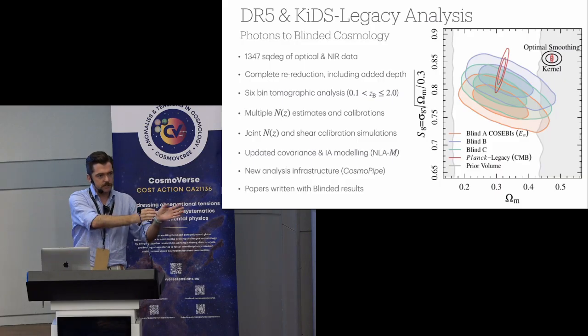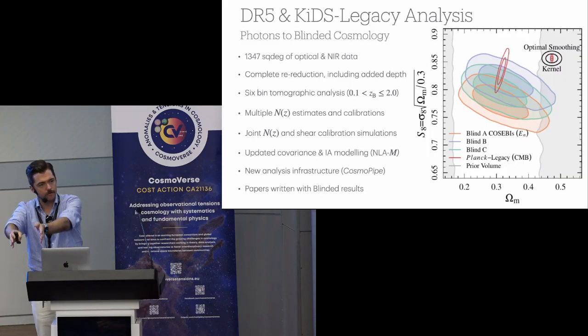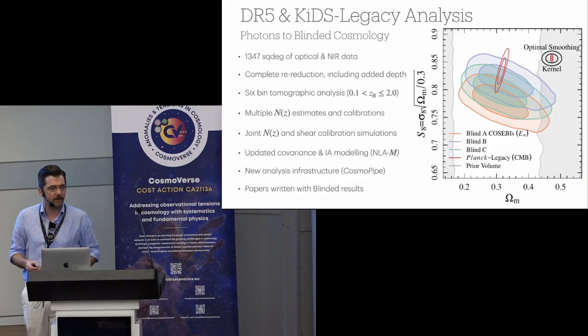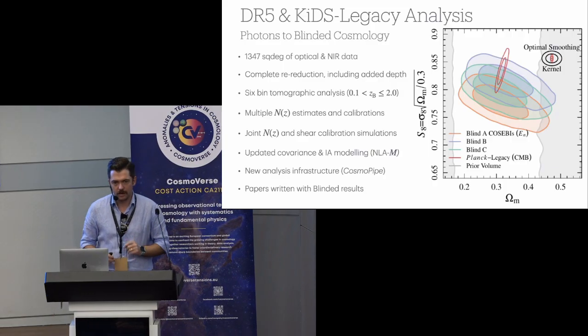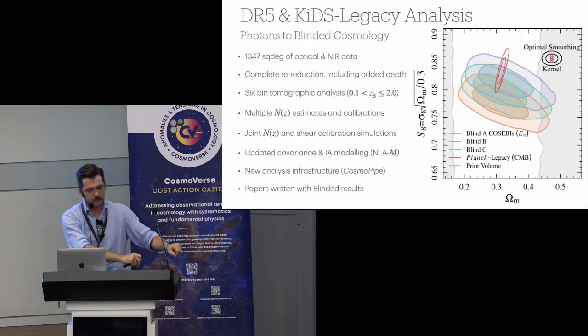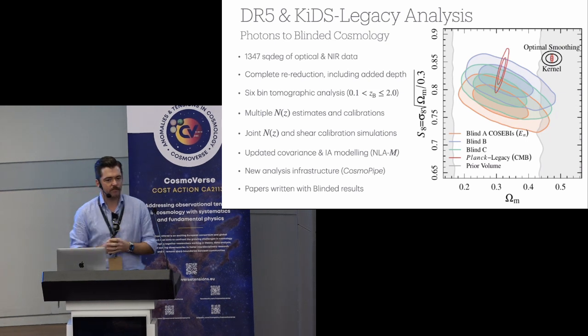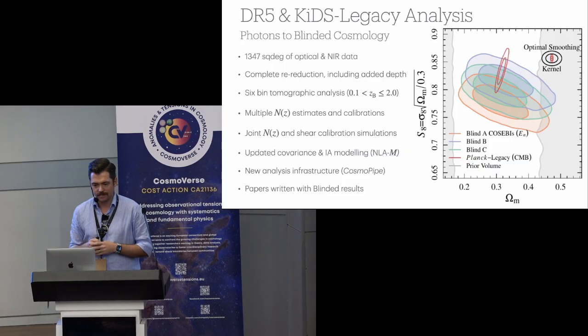KiDS-1000 was 1000 square degrees. DR5 is 1347 square degrees, which seems like a relatively paltry increase in area, all things considered. But DR5 is much more than just an increase in area. It is a full re-reduction of the imaging used for the measurement of our cosmology, including added depth in one of the very important bands, the I band, that we use for line of sight distribution estimation.